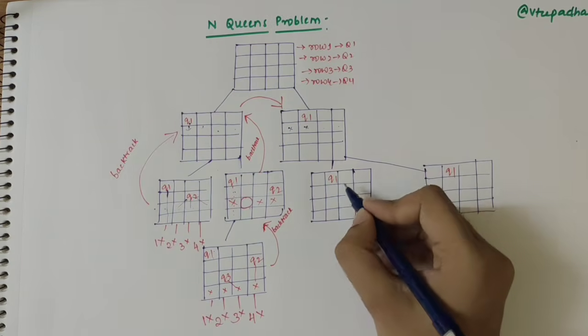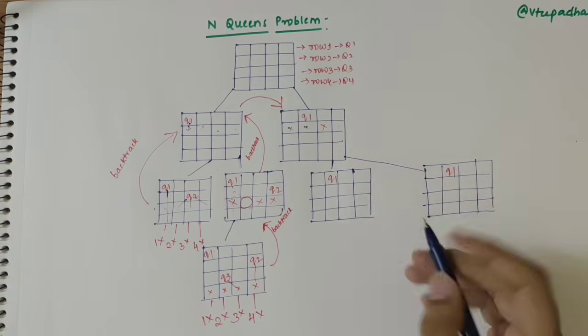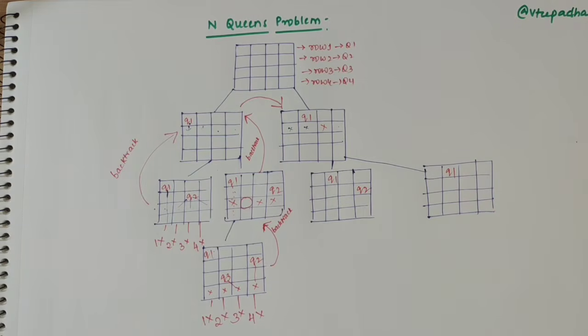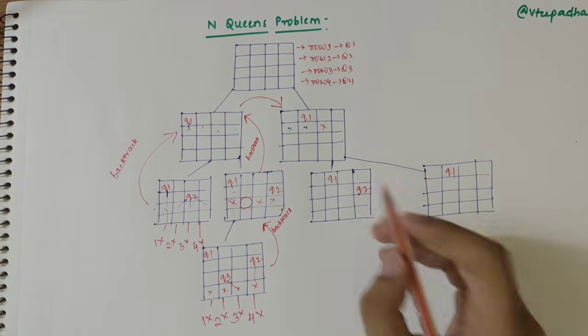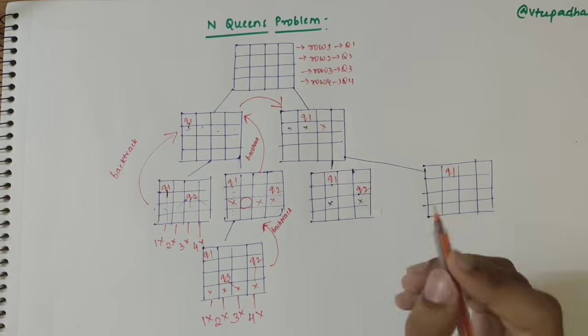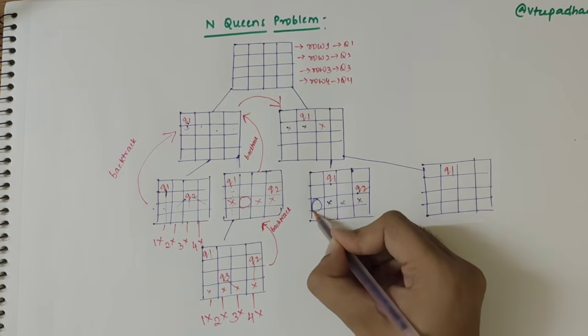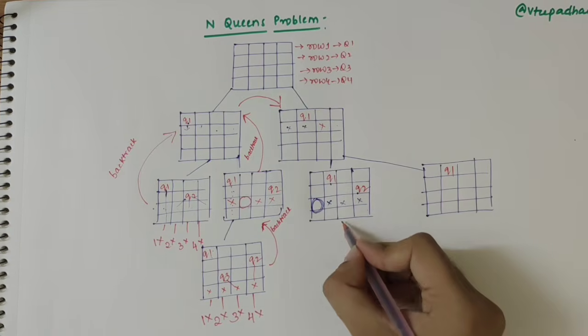Now I have two options. I cannot place Q2 here also. Sorry, this is also wrong. So Q2 can be placed in only one box. Here it is placed. Now placing Q3: Q3 cannot be placed here, nor here, nor here. Q3 can be placed here. So I have one possible way of placing Q3.